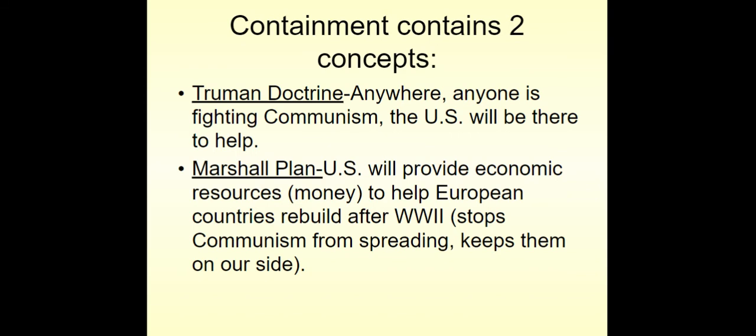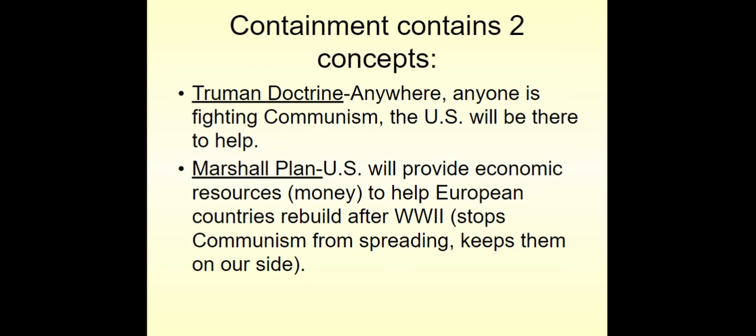The Marshall Plan said the U.S. would provide economic resources, aka money, to help European countries rebuild after World War II. Now, two things happen. Number one, it stops communism from spreading. Again, this is part of our containment policy. Number two, if we're giving them money, not only are they going to stand up against communism, but they're going to be loyal to us. They're going to stay on our side.